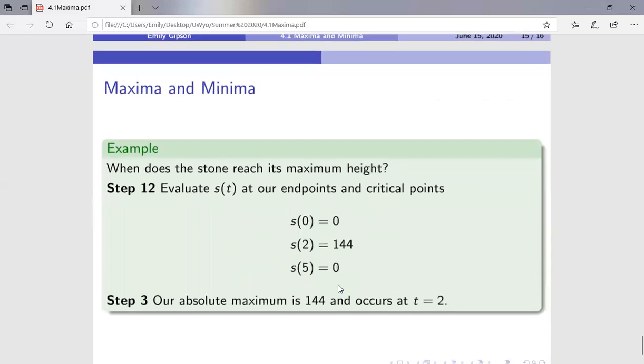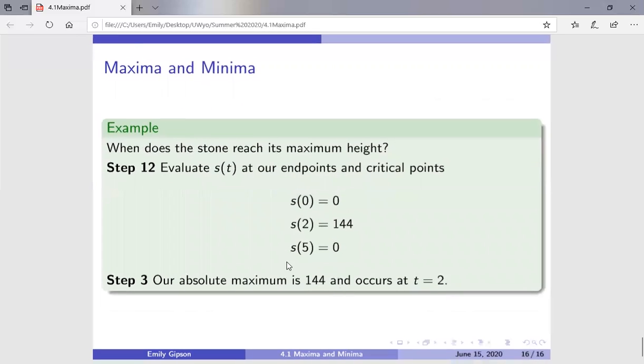In step 2, we're going to evaluate s of t at our endpoints and our critical points. So one endpoint is t equals 0, and when we plug that into our function, we get 80. Our next point is 2, that's our critical point, and we get 144. Finally, our last endpoint is t equals 5. So when we plug in 5, we get 80. Step 3, our absolute maximum is 144 and occurs when t equals 2. So that's how we do it.